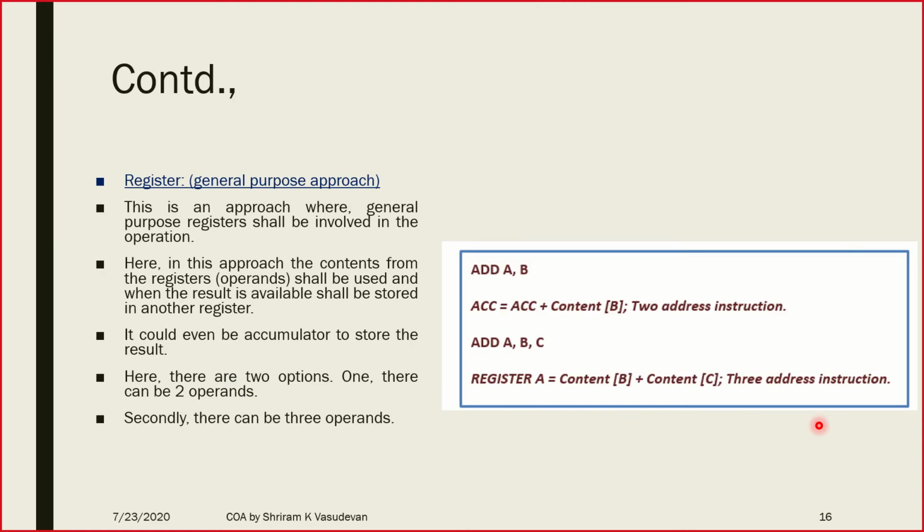Now, the next one is going to be important. We have got two classes in register type of ISAs. Two classes, remember. The first one is the register type of ISA with the general purpose register approach. The second is the register type of ISA with the load and store approach. What is it? Very simple. This general purpose approach is a very general approach. In this approach, the general purpose registers will be totally involved in the operations. It means the operands that we are using are general purpose registers.